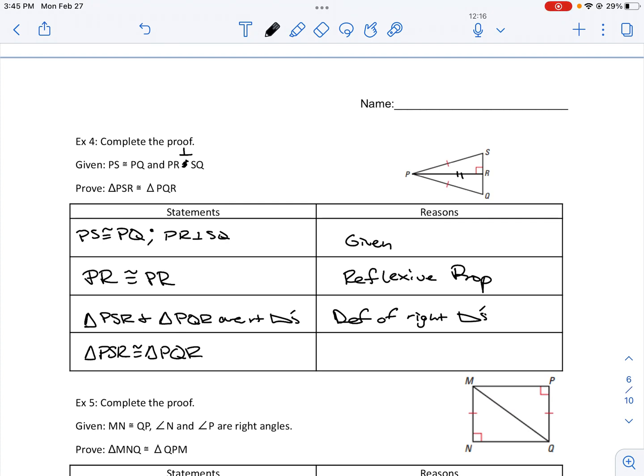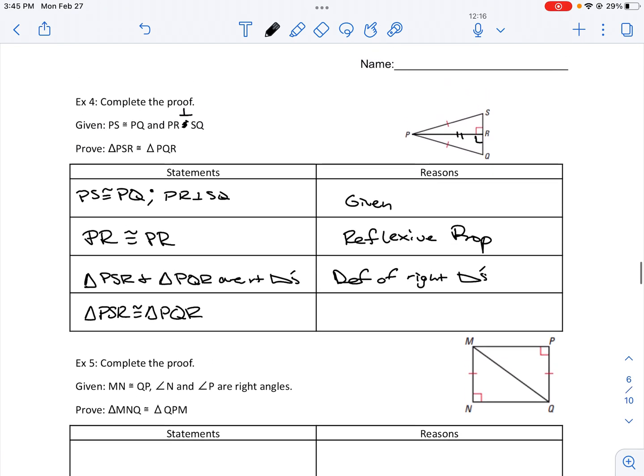Since PR is perpendicular to SQ, I know the marking only shows it in the top triangle, but technically the perpendicular sign would be on both of those. So we know that those are going to be right triangles since we have a right angle in both of them.